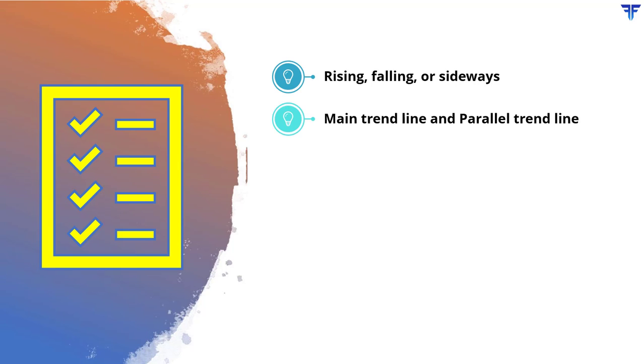Let us conclude this video on channels by highlighting some key points related to channels. A channel could be rising, falling, or sideways. A channel comprises of 2 lines, one main line and one parallel line. The main line is drawn first and the parallel line is drawn immediately after the main line has been drawn. One should trade in the direction of the channel. Once a channel has been established, approaches towards the main line should be used to create positions in the direction of the channel, while those toward the parallel lines must be used to exit positions and book profits.